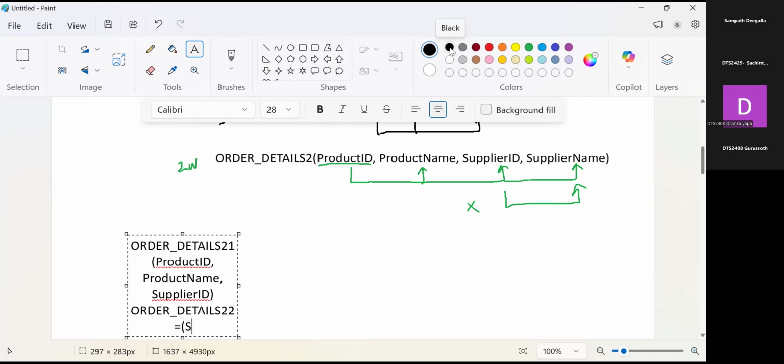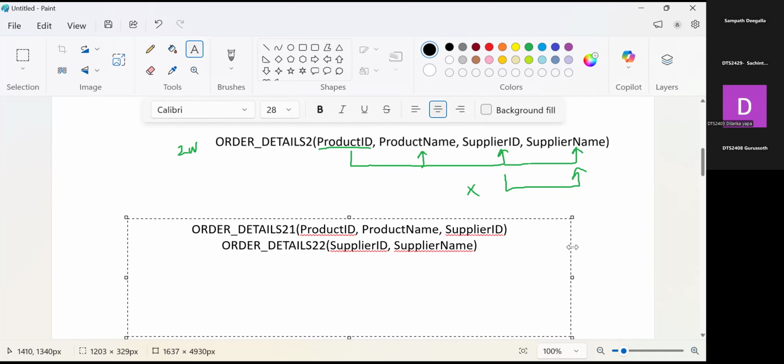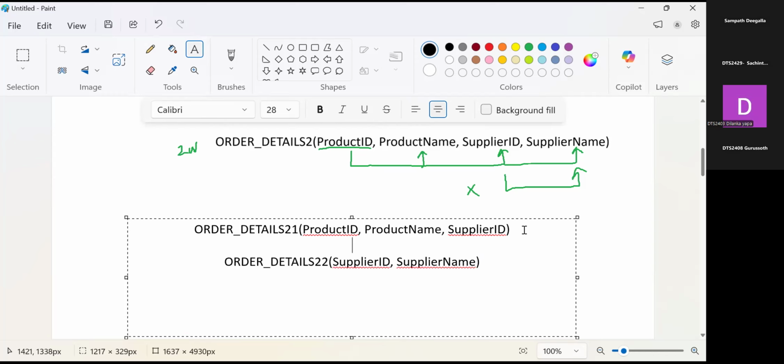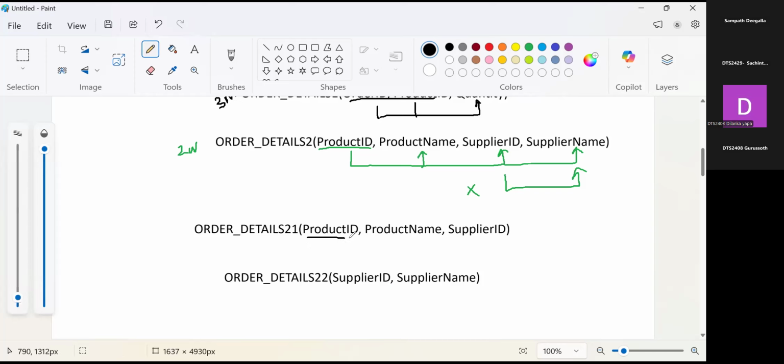What are the things we have? We have supplier 22. We have supplier ID and supplier name. So what are the primary keys? In this particular case, it will be product ID, and this will be supplier ID. So no issues in this particular case. So therefore, both are now in third normal form.